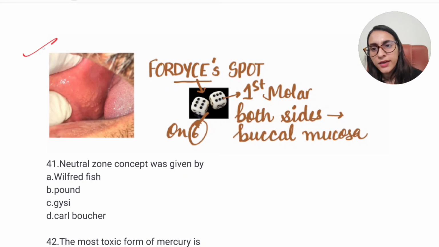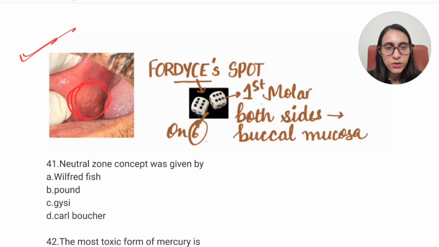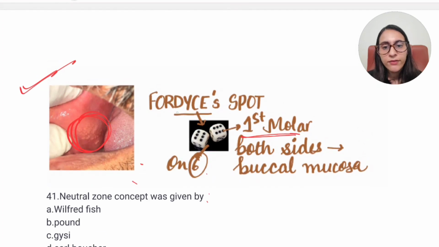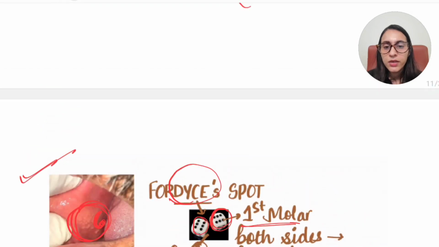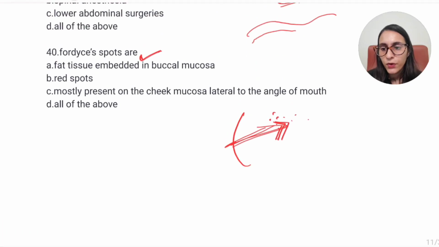These Fordyce's spots, again, we have covered in oral pathology and medicine. This is a slide from the crash course series. You can see these Fordyce's spots, and they are present opposite to the first molar on both sides in the buccal mucosa. You will see how we have remembered it. In a dice, we always want 6 numbers, so 6 is opposite to the 6, that is the first molar, is where we see these spots. So Fordyce's spots are mostly seen at the cheek and lateral to the angle of the mouth.